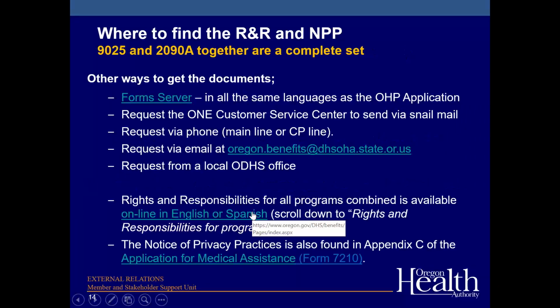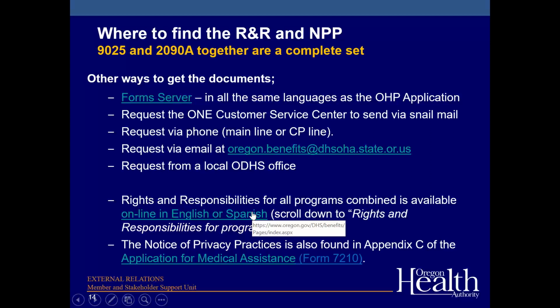So together, the 9025 and 2090 are a complete set. There are other ways to get the documents, and we wanted to make sure you had access to those. So we just showed you how to do it in the forms server, but you can also request them from the One Customer Service Center. You can request them via phone, the main line or the CP line.